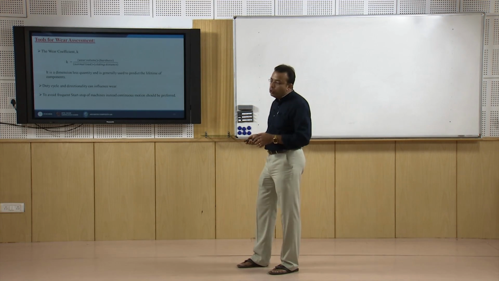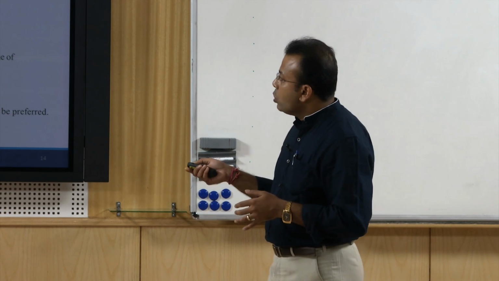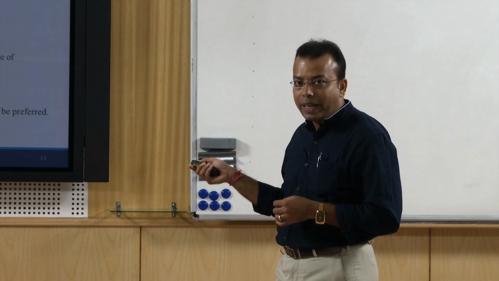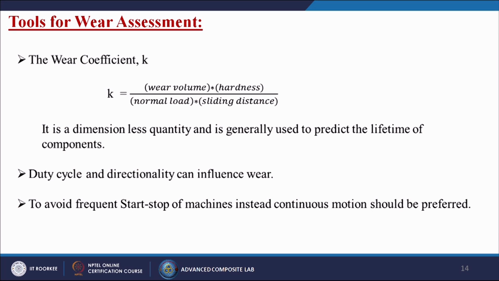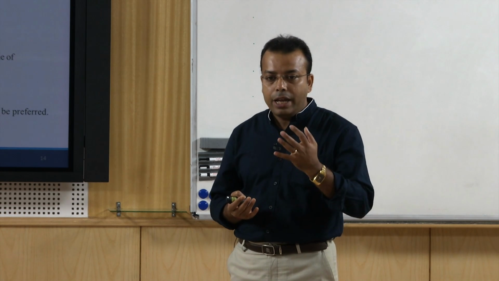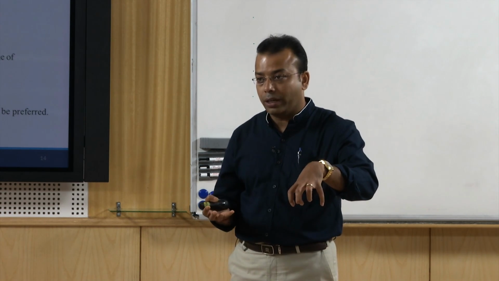Next is how to measure the amount of wear actually taking place. The wear coefficient is generally denoted by K. K is equal to wear volume times hardness divided by the normal load and sliding distance. It is a dimensionless quantity and is generally used to predict the lifetime of a component. When we are designing any kind of product, by keeping all these values we can easily calculate the wear rate of that particular material, and if I do not take any precautions, how much time this material can work.